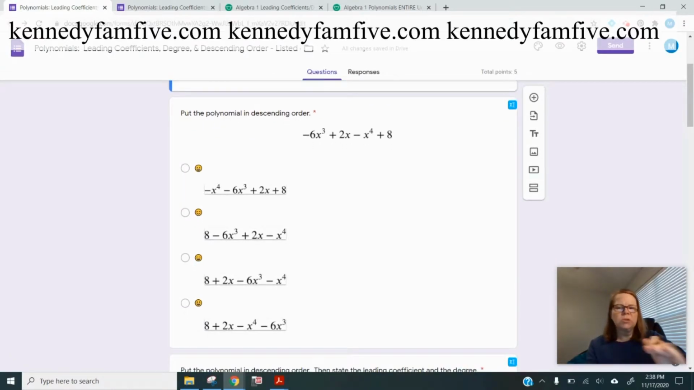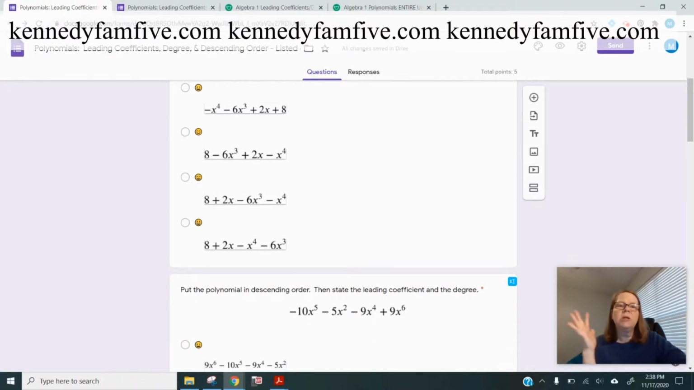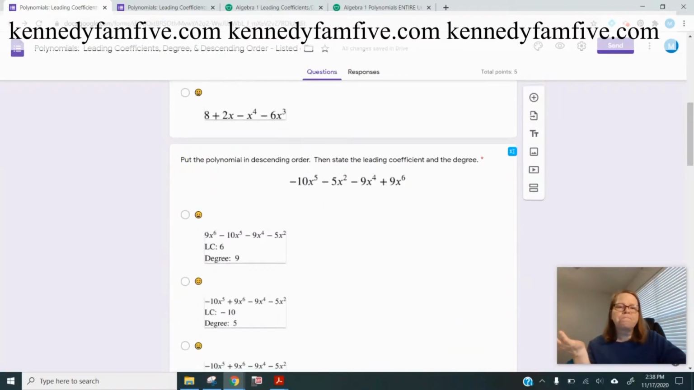So the first one's just real straightforward. Just put it in descending order. Here are your 4 choices, all these different options. Do you get the idea, right? Do you even have a clue about descending order, or do you think it's based on the leading coefficient? That kind of thing.